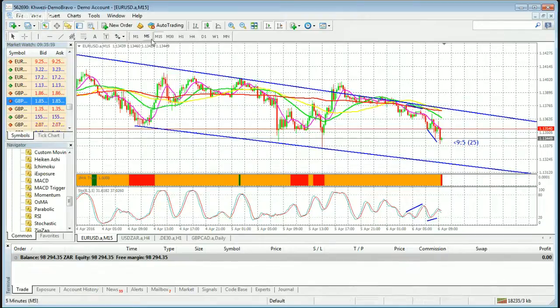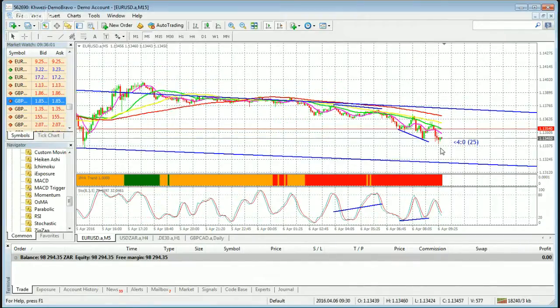Okay, so let's see what the 5 minute is doing. It looks like it's a slight upwards push that it's wanting to make. We'll see.